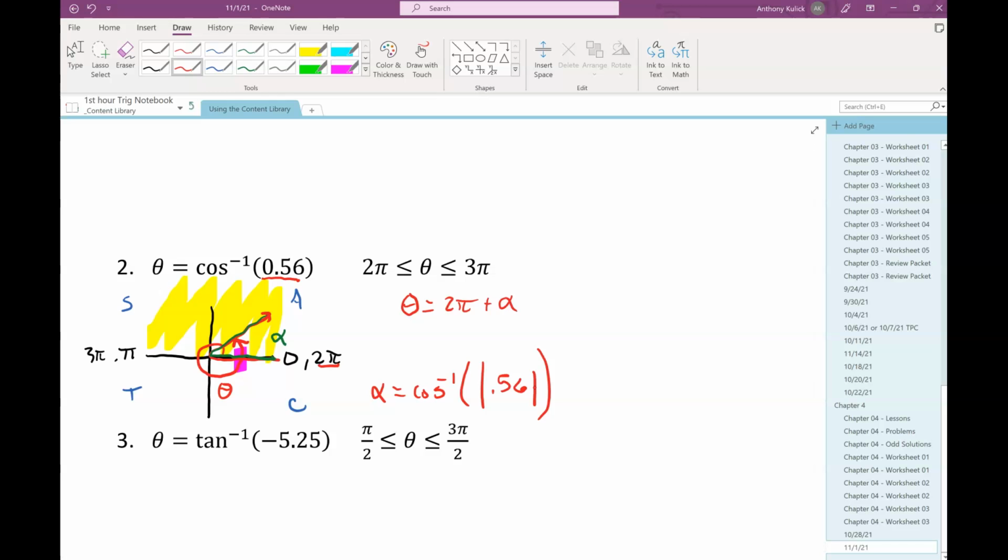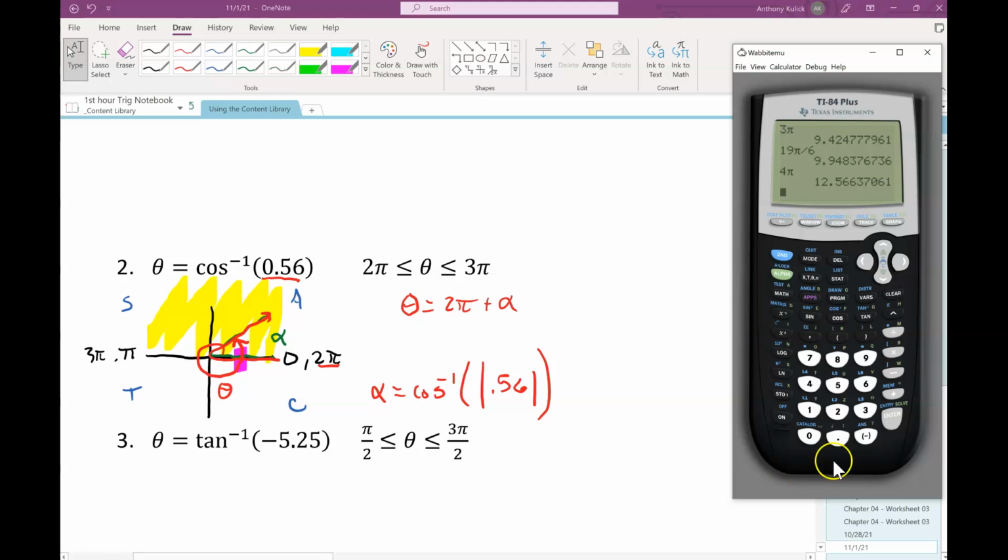And now it's calculator time. So 2 pi plus cosine inverse, and I'm just going to do the absolute value in my head. There's really nothing to do there. And I get 726-ish.